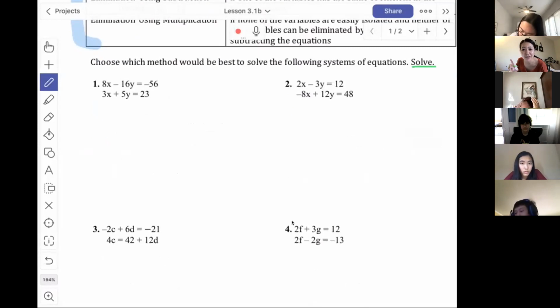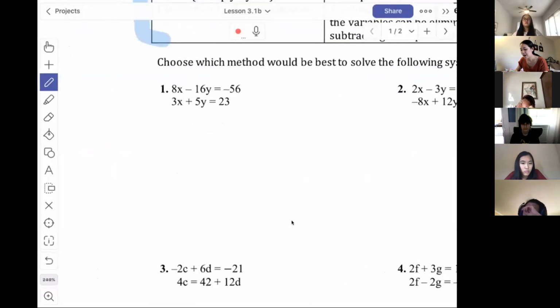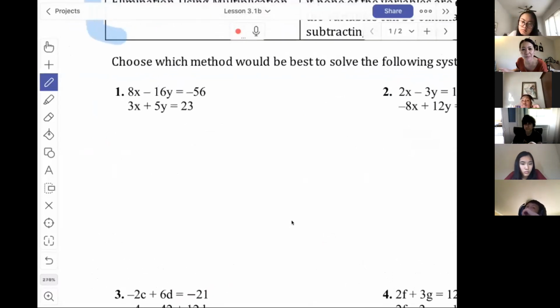Before I actually call on people, let me show you a trick that you can use to make life way easier when it comes to these problems. The first thing I would do, before I decide on substitution or elimination, is double check and see if I can reduce the equations. I'm looking at that top equation, and I can reduce those coefficients because every single one of those numbers, 8, 16, and 56, are all divisible by 8.